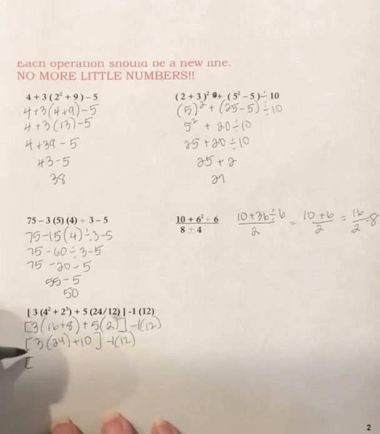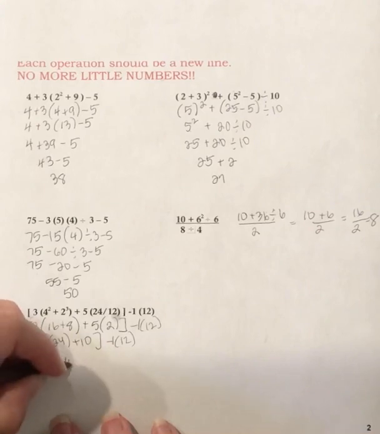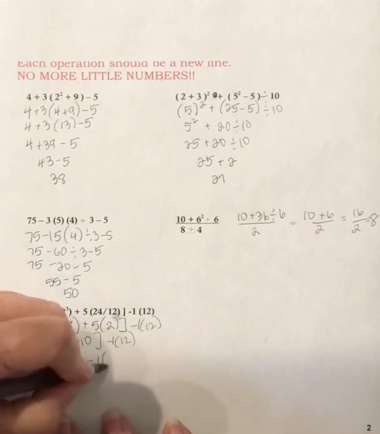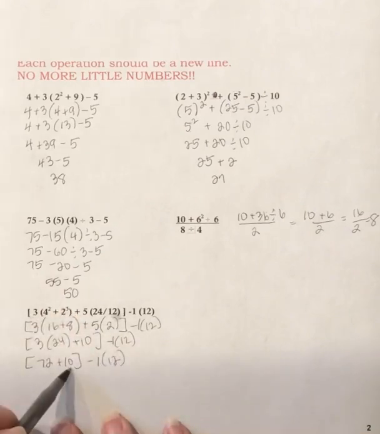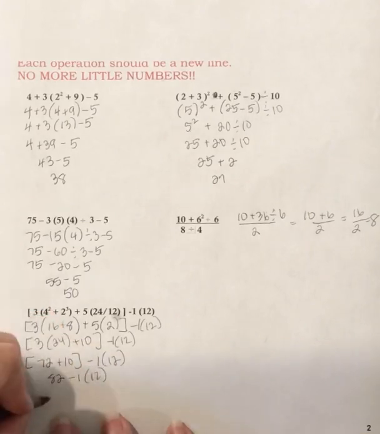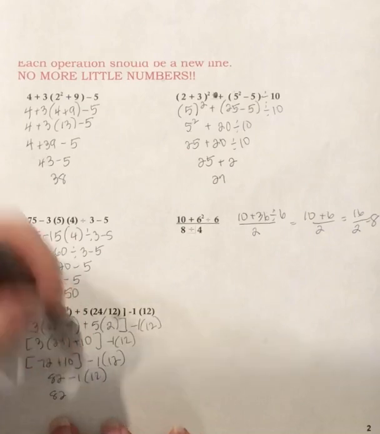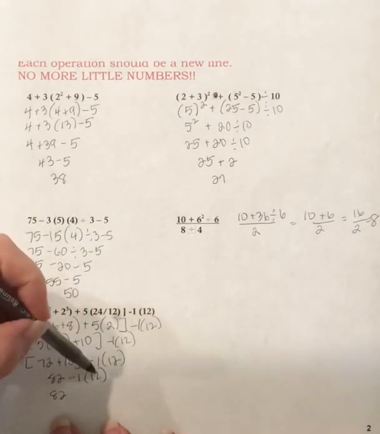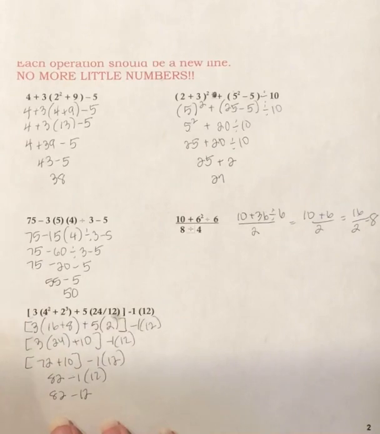3 times 24 is 72. 72 plus 10 is 82. 82, because right here again, this is multiplication, so I have to do that first. Negative 1 times 12 is negative 12. I could still think about it as 82 minus 1 times 12. I'm getting to the same spot either way, and 82 minus 12 is 70. Positive 82, negative 12, different sign, difference, subtract. So that is order of operations.